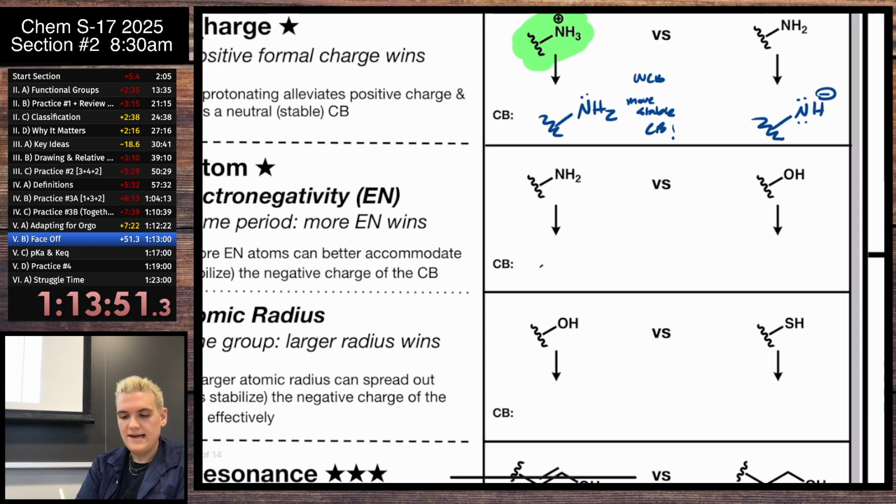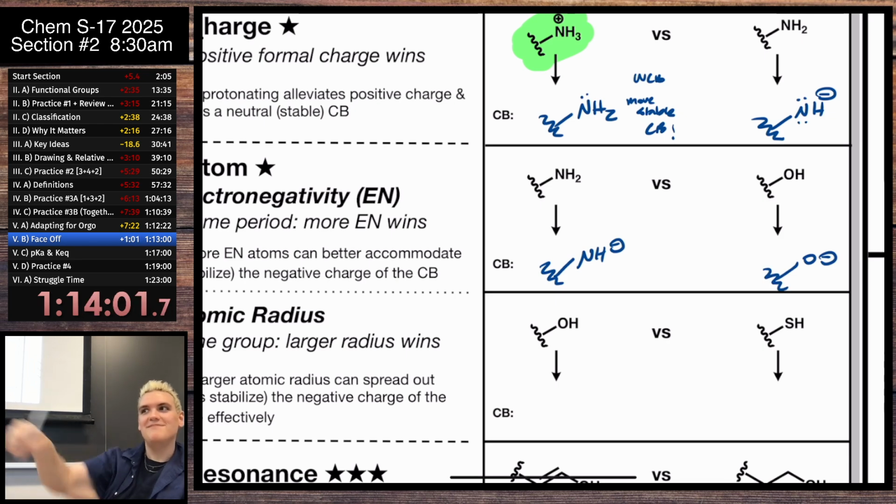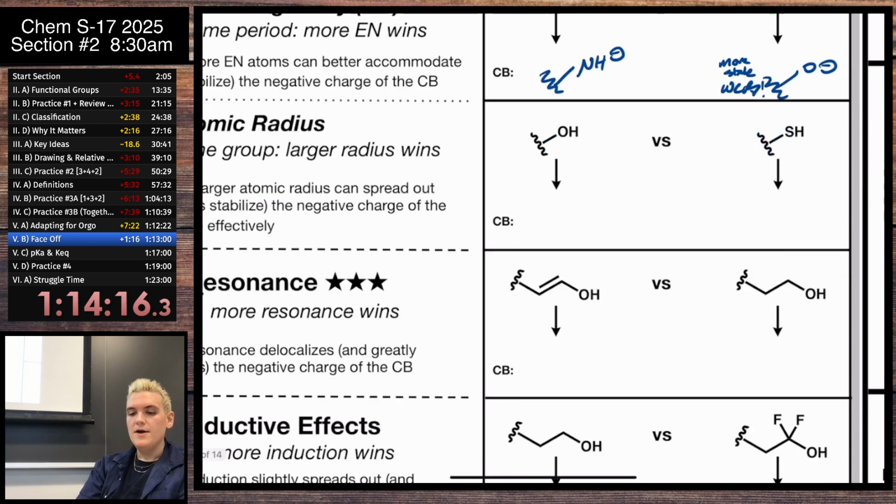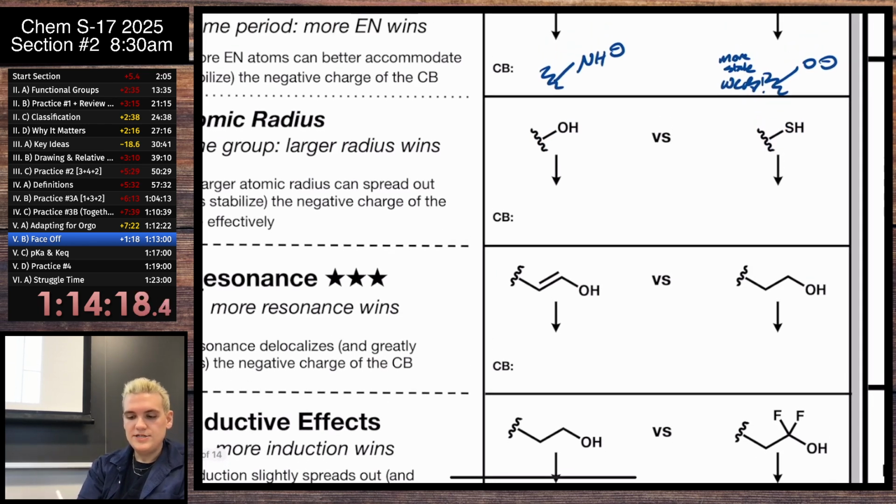So we draw the conjugate base. Well, this was the NH minus that we saw before. And then over here we have O minus. Which is more stable, nitrogen or oxygen? Oxygen. Why? Oxygen's more electronegative. So we have a more stable or weaker conjugate base here, which means that its conjugate acid is a stronger acid. Okay. So now, what about OH and SH?